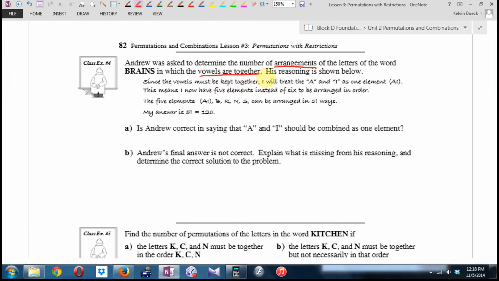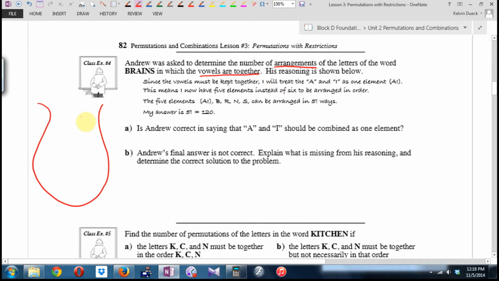What does that mean? My Scrabble bag is going to look strange, and this is where I would fall back to my Scrabble bag analogy. I would say this, there's going to be a B, there's going to be an R, then there's going to be a weird letter that looks like that, but I'll treat it like one letter because it says the vowels have to be together. Then an N, then an S.